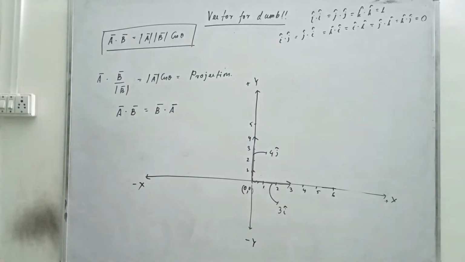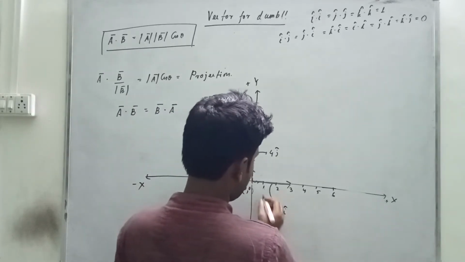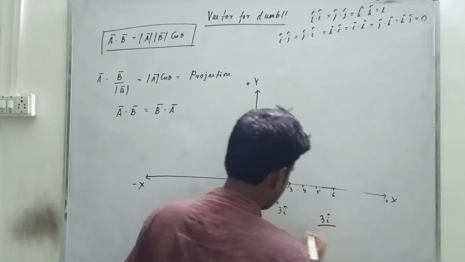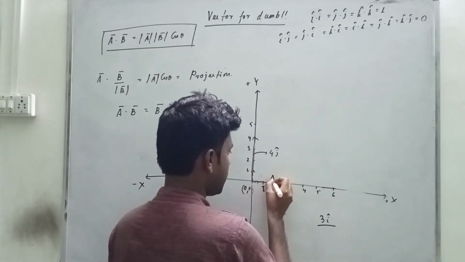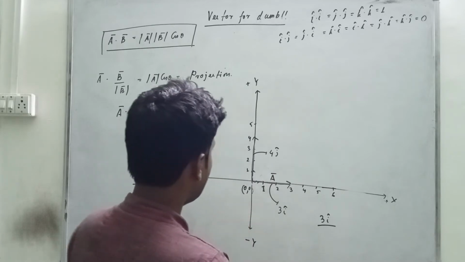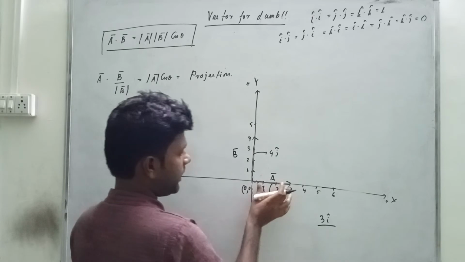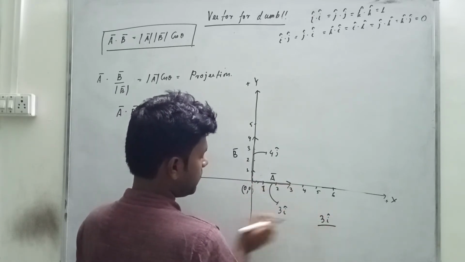And it is very interesting here: if you divide this 3 i hat with the length of this, just name it vector A, okay? Just name it vector A and just name this one vector B. So if vector A means 3 i hat, I just write here 3 i hat.